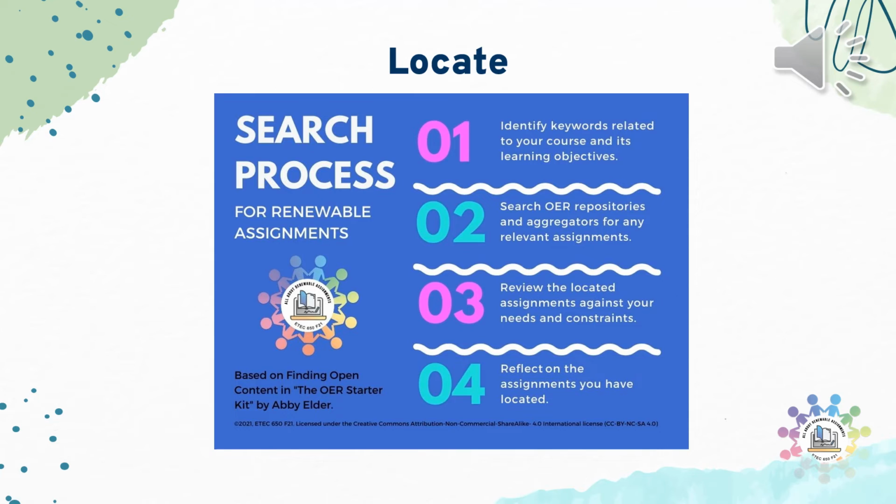Abby Elder has identified a 4-step search process for locating renewable assignments. Step 1. Identify keywords related to your course and its learning objectives. Step 2. Search OER repositories and aggregators for any relevant assignments. Step 3. Review the located assignments against your needs and constraints. Step 4. Reflect on the assignment you have located.